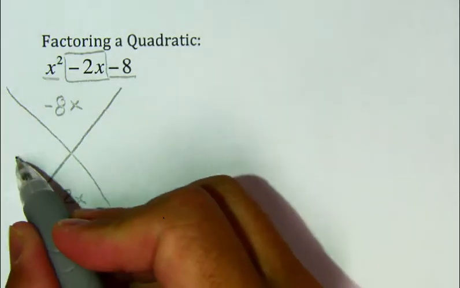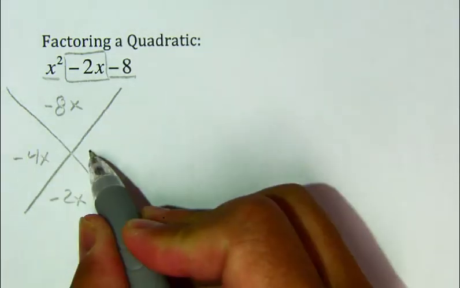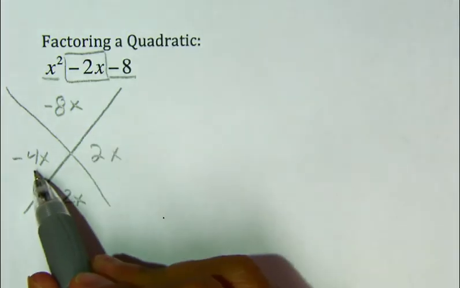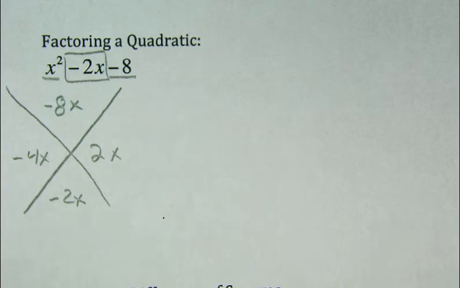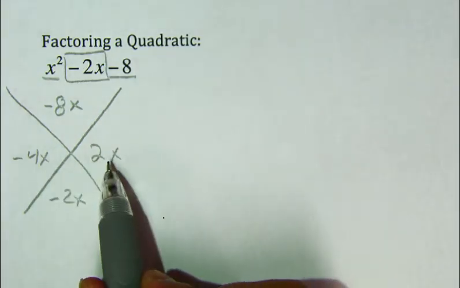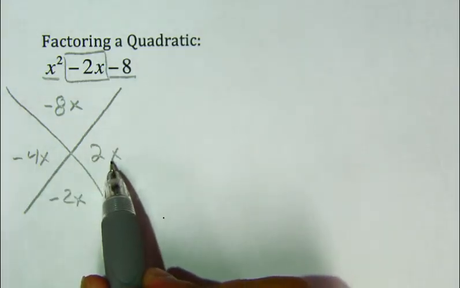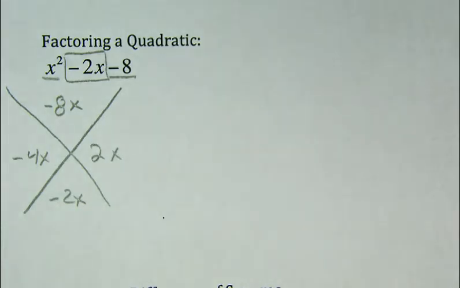In this case, it's going to be negative 4x and a positive 2x. So if I take negative 4x times 2x, that gives me negative 8x squared. And if I take negative 4x plus 2x, that gives me negative 2x.